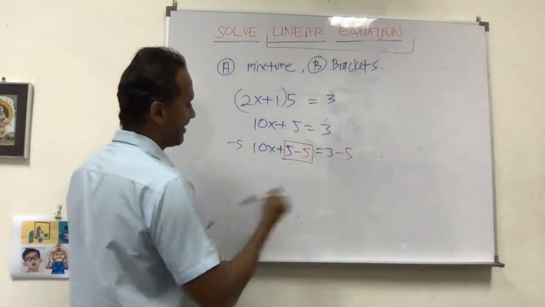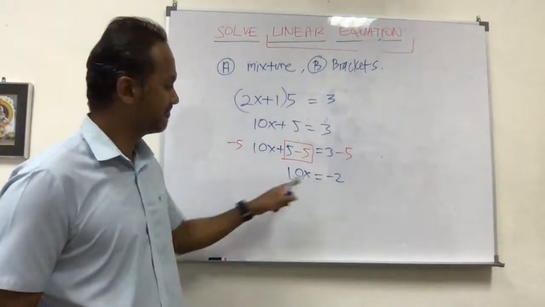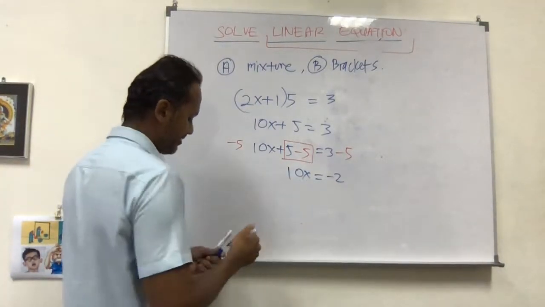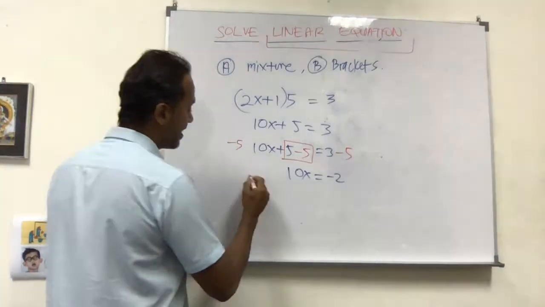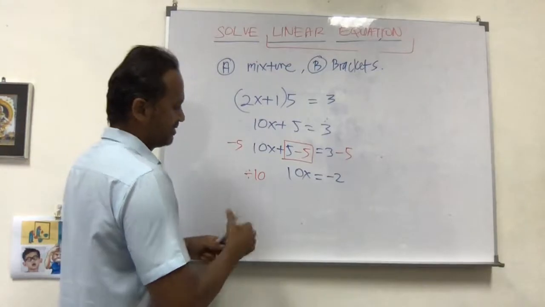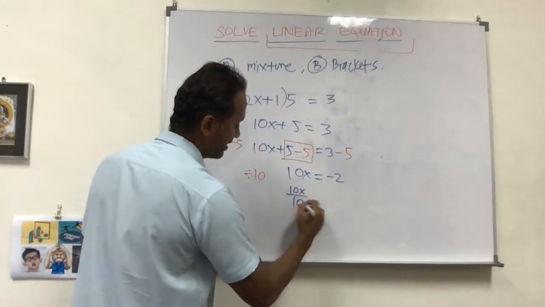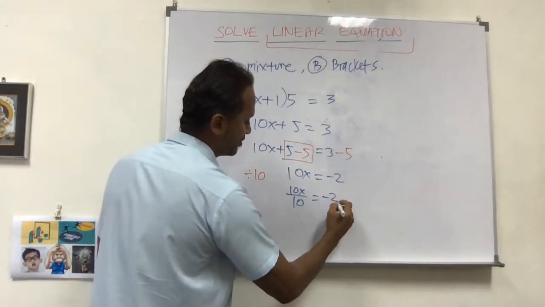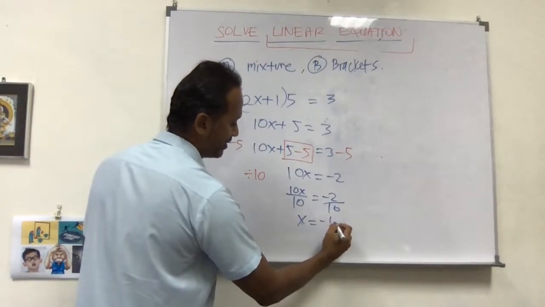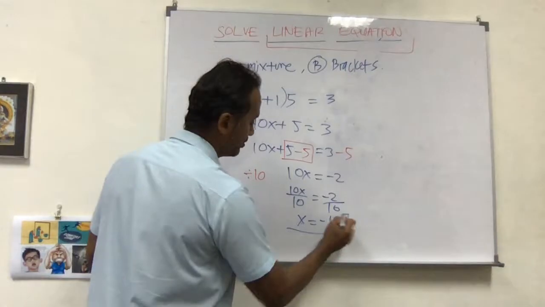So what we are left with is 10x plus 2. And again, we want to get rid of the 10 here. All we need to do is divide by 10. So when I divide both sides by 10, 10x divided by 10 equals minus 2 divided by 10. So I have x equals 1/5. There you go. This is the solution.